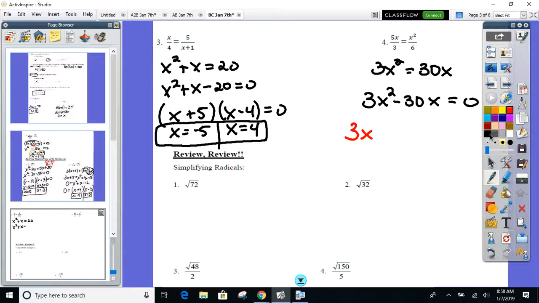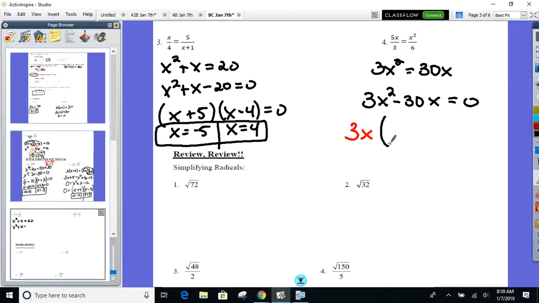So I took out a 3x. Got to tell me what's left now. I had 3x squared, and I just took out a 3x. What do I still have left here? An x. Because I had 2 of them, and I took 1 out. Minus 3 into 30, 10. And I already took that x out. It's right here, so there's no variable left. Equal to 0.